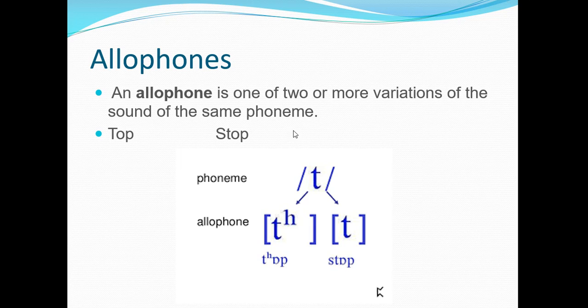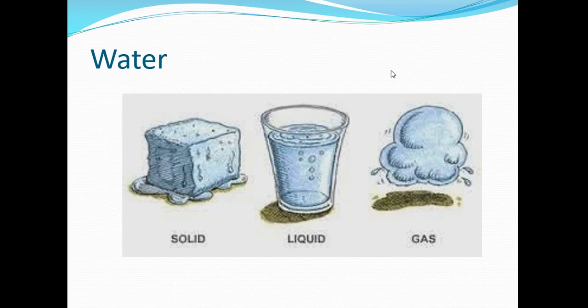So notice that in this case, the sound is pronounced differently. That is why they are called allophones, okay? Allophones. So here we have it: an allophone is one of two or more variations of the sound of the same phoneme. Okay, students, I hope you are clear on this concept. We have here the phoneme t, but in different conditions it is pronounced differently, as in these two words, top and stop.